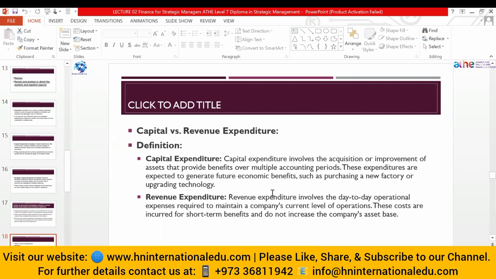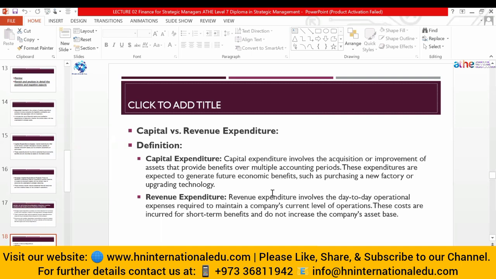Revenue expenditure, however, is the day-to-day operational expenses required to maintain a company's current level of operations. Now, I gave you the definition of capital and revenue in terms of what it means. But when you work with the expenditure, it means the daily expenses which are going on in the company, or to maintain that asset at that capital expenditure. That is what is necessary. It's a whole cost on a company.